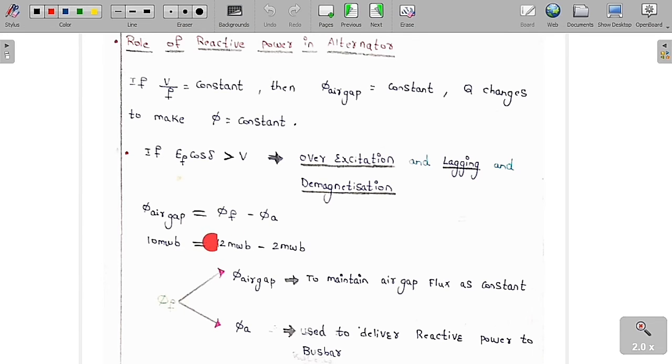Suppose the field current is producing a flux, which I assume is 12 milliweber, and the armature current is going to generate a flux of 2 milliweber. Because of the demagnetization effect, we need to do subtraction. So 12 minus 2 is nothing but 10 milliweber.